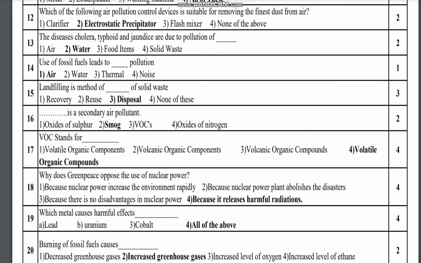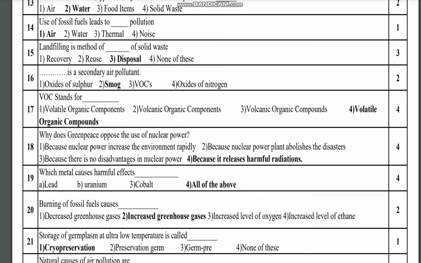Question number 13 is the disease cholera, typhoid and jaundice are due to pollution of water. 14th question is use of fossil fuels leads to air pollution. Then question number 15 is landfilling is measure of disposal of solid waste. Question number 16 is smog, it is a secondary air pollutant.